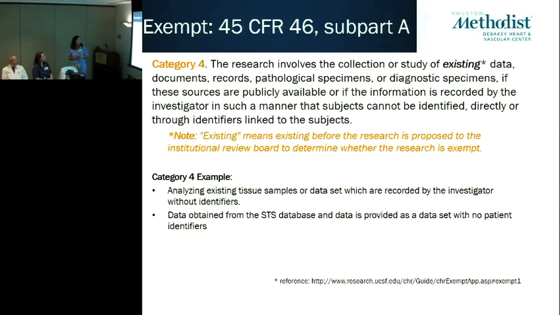Category 4: the research involves the collection or study of existing data. Note that existing means before the research is proposed to the Institutional Review Board to determine whether the research is exempt. And that existing data can be documents, specimens, or diagnostic testing, and these sources are publicly available or the information is recorded by the investigator in such a manner that the subjects cannot be identified. Will this include chart reviews of existing data?